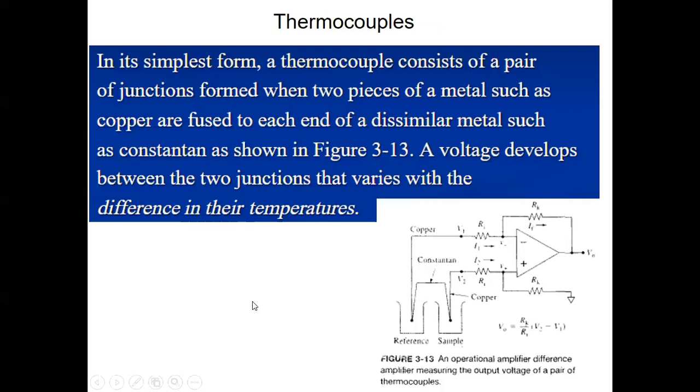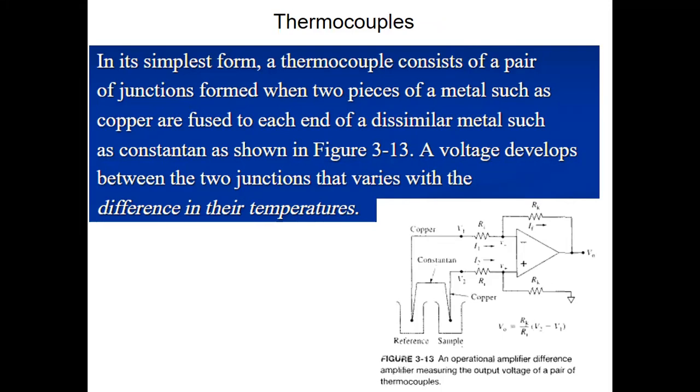Okay, let's quickly go through thermocouples. The thermocouple consists of a pair of junctions formed when two pieces of metal such as copper are fused to each end of a dissimilar metal such as constantan. Constantan, I think, is a nickel copper alloy. I'm not sure, you need to check that one. As I remember, it's a nickel copper alloy or something.